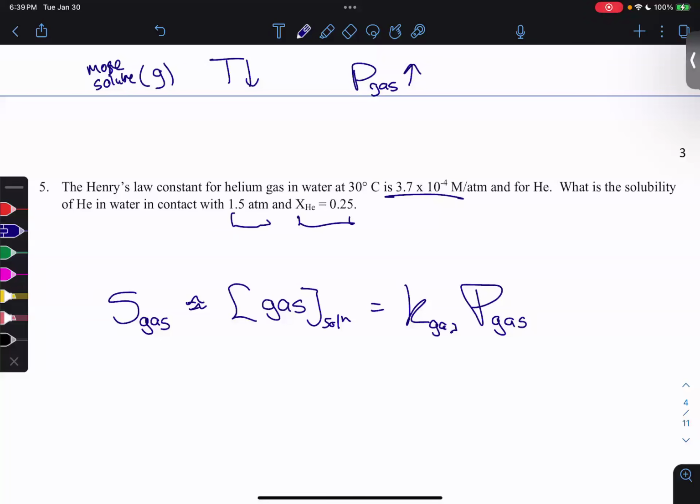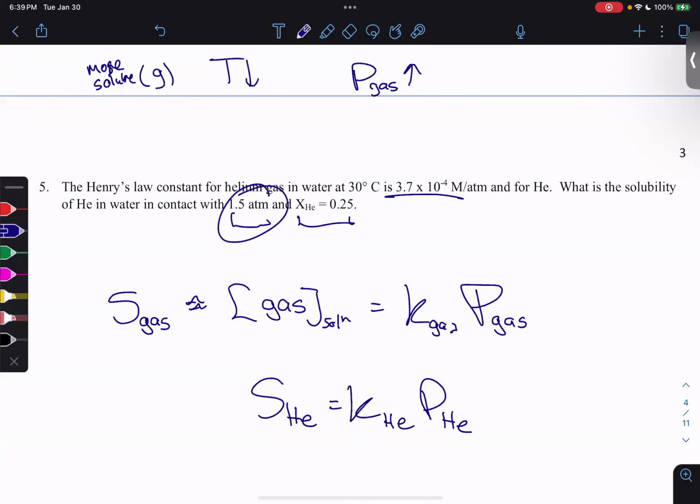Because, if we want to make a carbonated drink, we pack the pressure in the can with what gas? Can we use whatever gas we want? No, we want to use CO2. So if we are measuring the solubility of helium, we need to determine what is the partial pressure of helium in this sample. So, what is the partial pressure of helium in contact with this sample? Is the partial pressure of helium 1.5? No, that pressure is actually the total pressure.